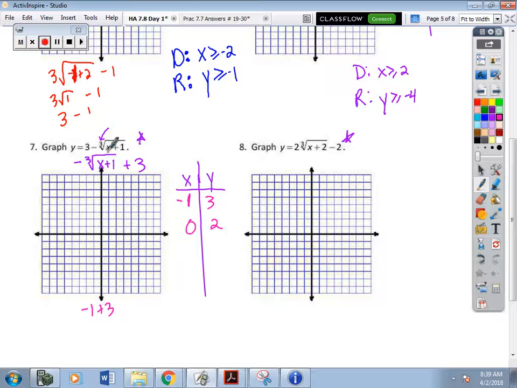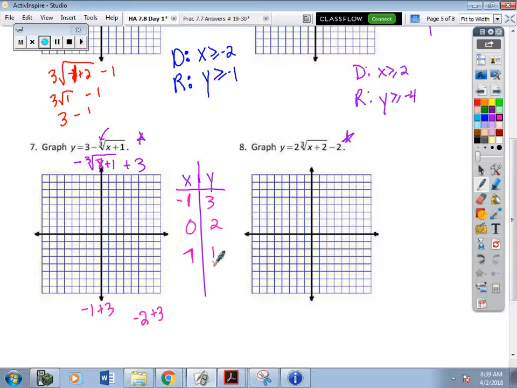I'm not going to plug in positive 1 because 1 plus 1 is 2. I don't know the cube root of 2. What other numbers do I know the cube root of? Well, I know the cube root of 8. So maybe I'll plug in 7. So the cube root, 7 plus 1 is 8. The cube root of 8 is 2. That would be negative 2 plus 3. Which will get me 1.